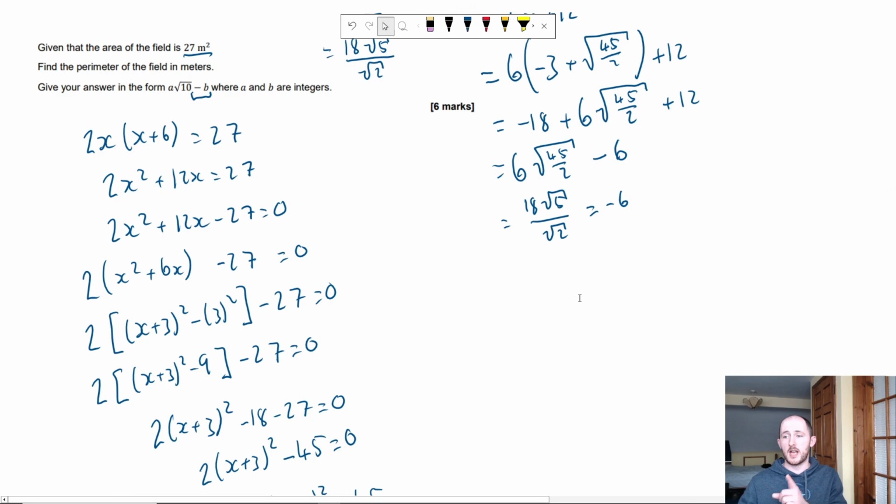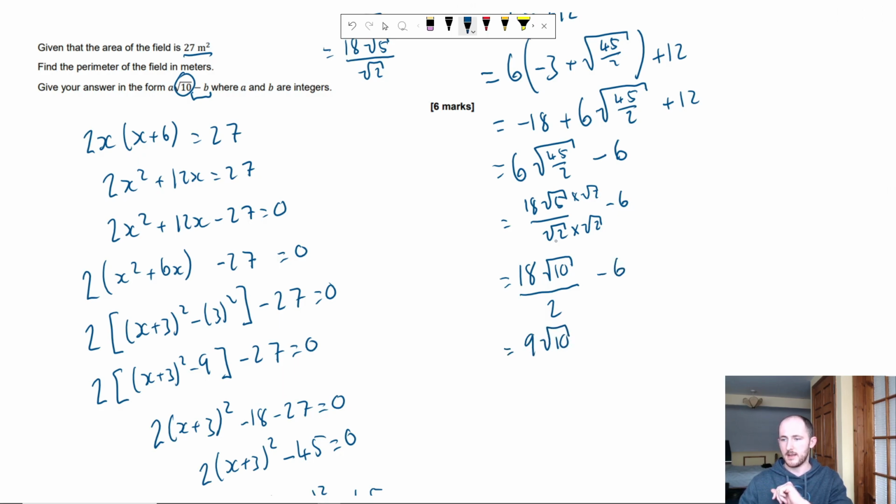Now I'm going to rationalize the denominator by timesing the top and bottom by root 2. That gives me 18. Root 5 times root 2 becomes root 10, which again, if you look, is in my answer, so I'm quite happy about that. Root 2 times root 2 gives me 2, minus 6. So that gives me 9 root 10 minus 6. So this is A and this is B, which again follows all the criteria of the answer.